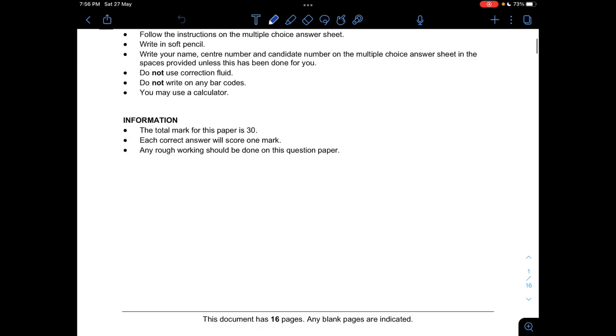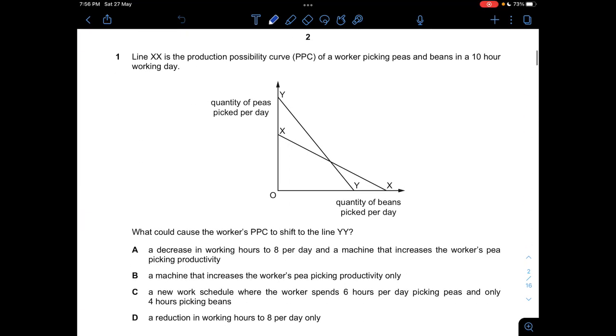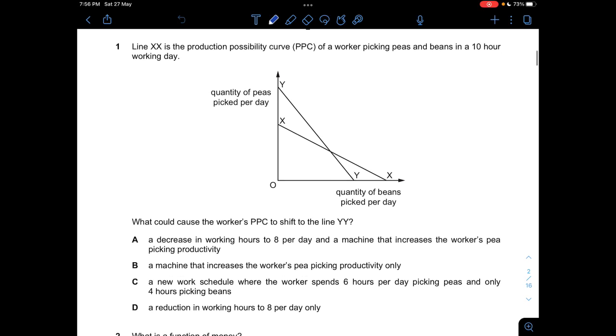Alright, let's start. First question, it says line XX is the production possibility curve of a worker picking peas and beans in a 10-hour working day. And what could cause the worker's PPC to shift to the line YY? So you can see that for line YY, the quantity of peas picked per day for the production possibility curve is higher for peas and lower for beans. So what could have caused this shift? Let's take a look at the options that we have.